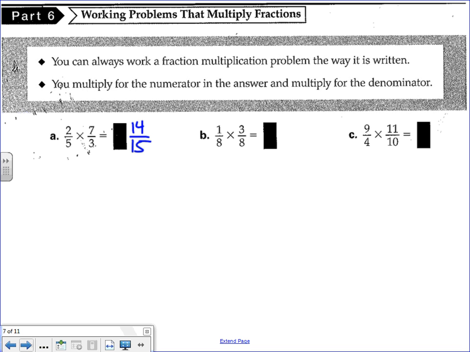Okay, so 14/15ths. So B and C, again, you need to go ahead and finish those as well. Okay, so if you'd like to pause the video and go ahead and do those before we go on to the next page of Part 5, you can do that.